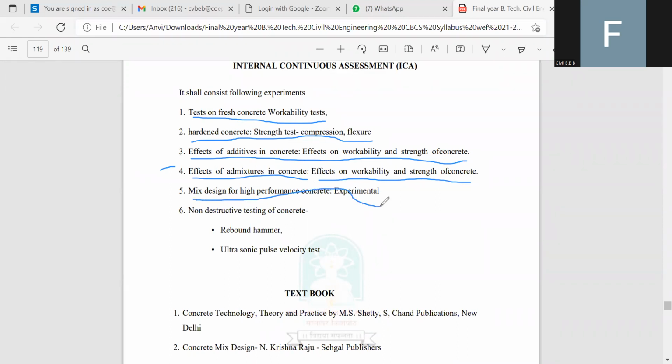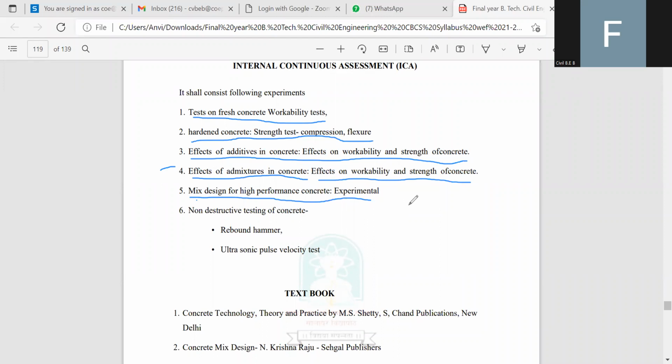Number 5 experiment is a mix design for high performance concrete, experimentally. म्हणजे we can design the mix design manually, and whatever proportions are there, cement consumption, sand consumption, aggregate consumption, for that sand, cement, aggregate we can perform the experiment. म्हणजे किती सिमेंट लागते, किती खडी लागते, किती वाळू लागते, ह्याच्यावरून आपण एक्सपेरिमेंट परफॉर्म करू शकतो. सो दिस इज द मिक्स डिझाइन फॉर हाय परफॉर्मन्स कॉन्क्रीट एक्सपेरिमेंट.